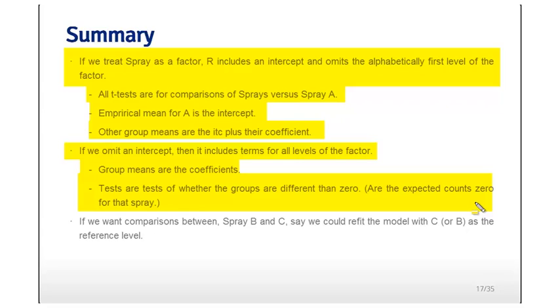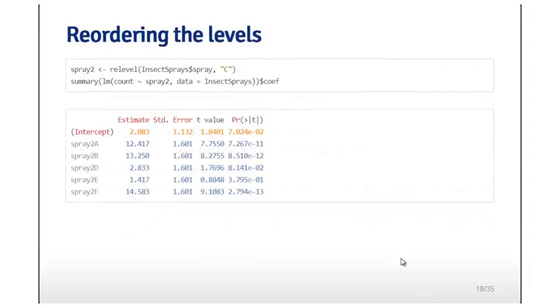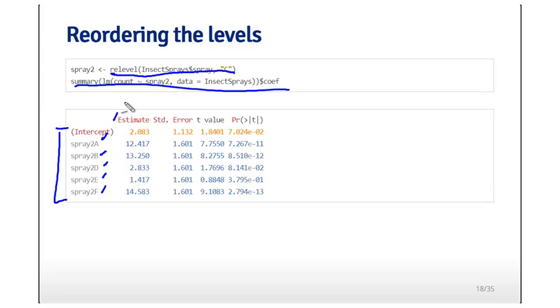If you want a comparison between, say, B and C, you could refit the model with C as the reference category or B as the reference category. That's the intellectually lazy way to do it. The lazy but knowing-how-to-do-it way is to simply use the relevel function. This is basically saying I want C to be my reference category, and then I fit my ordinary model, and now spray C is my reference category. Notice there's an effect for A, B, D, E, and F, and an intercept, and C is the one that's omitted. Now this 12 is the subtraction between spray A and spray C, and your p-value is interpreted as a comparison relative to spray C.